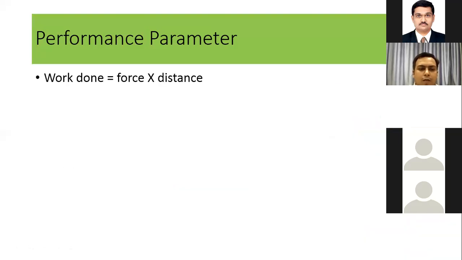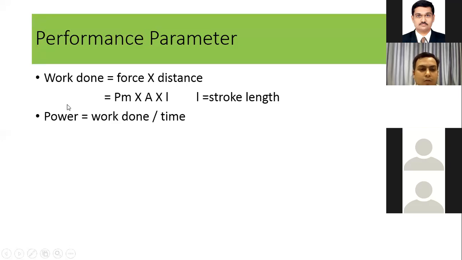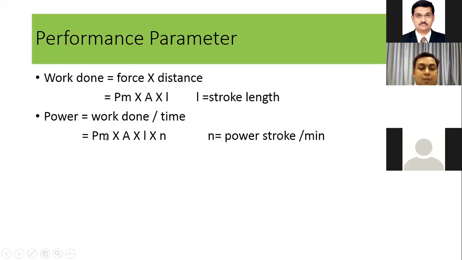So now, work done equals force into distance. Force equals pressure into area, and under the action of the pressure the piston is moving from top to bottom; that's why we are taking L. So our equation becomes Pm into A into L, where area means the cross-sectional area of the piston or cylinder, taken as pi by 4 d squared. Again, power equals work done divided by time. So how many power strokes per minute? Our power equation becomes mean effective pressure, area, length, and N, where N is the number of power strokes per minute.